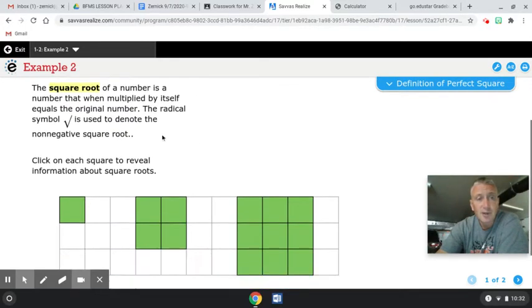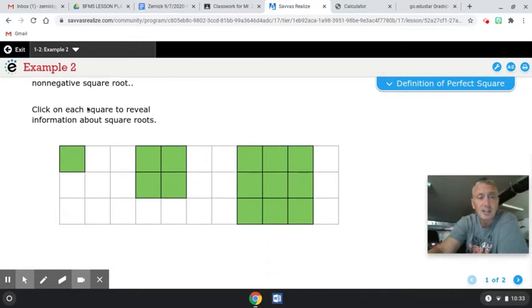The square root of a number is a number that when multiplied by itself equals the original number. The radical symbol, square root, is used to denote the non-negative square root. So anytime you see this symbol, that means it's non-negative. It will always be positive. That's just something very simple and one of the math things that we already know. When we see numbers that don't have negative signs, they're not negative.